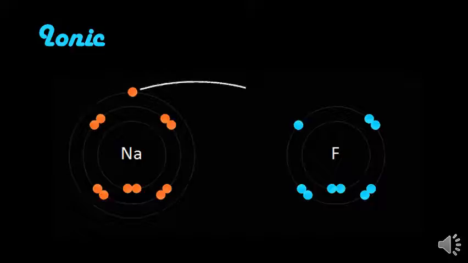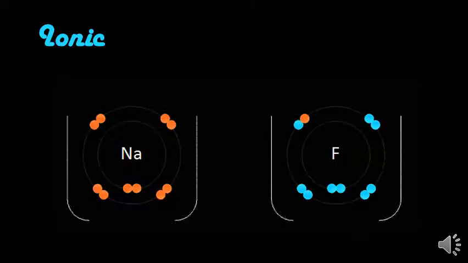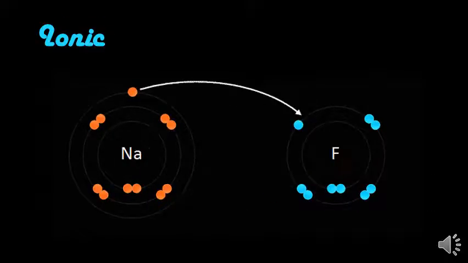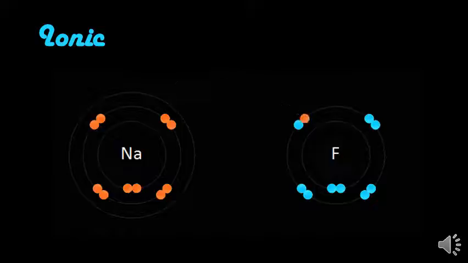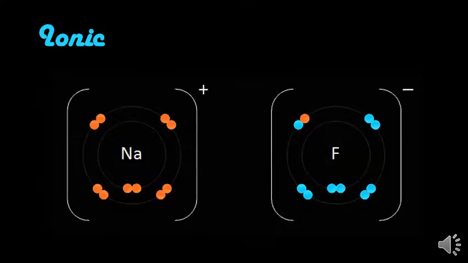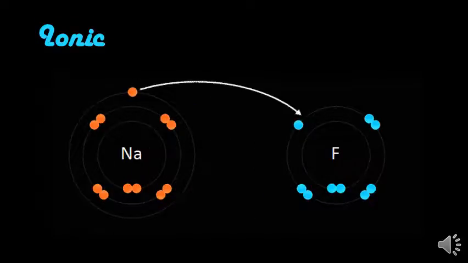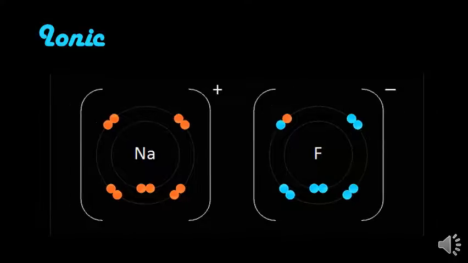In an ionic bond, one of the atoms will lose an electron. That electron goes to the other atom, making it an anion. So the sodium in this case ends up with a positive charge, the fluorine ends up with a negative charge, and those two together are drawn together with an electrostatic attraction.